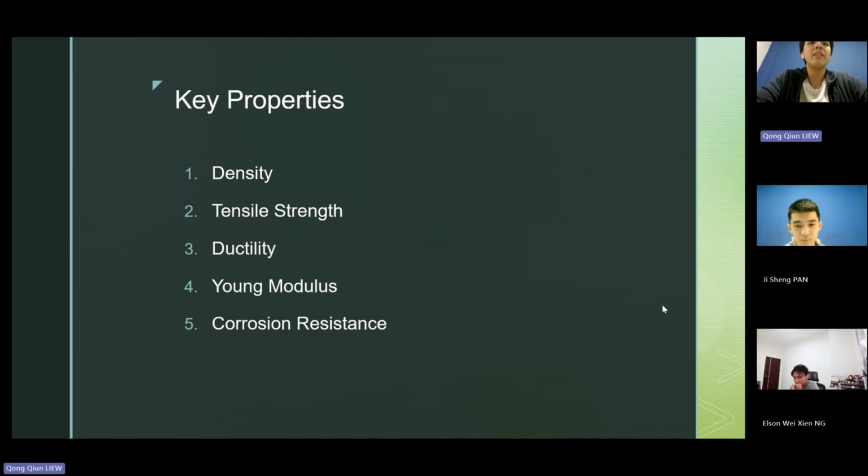The first one is density. Density affects the total weight of the frame. A lower density material makes the bike lighter and easier to control, especially during climbing and long distance riding.